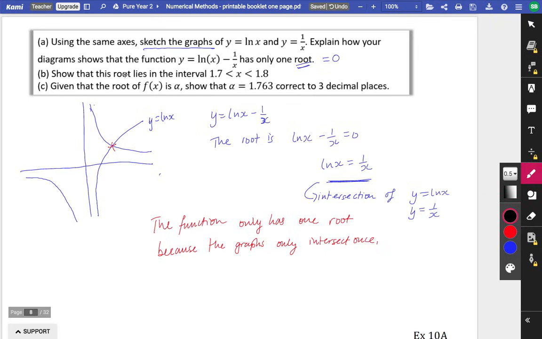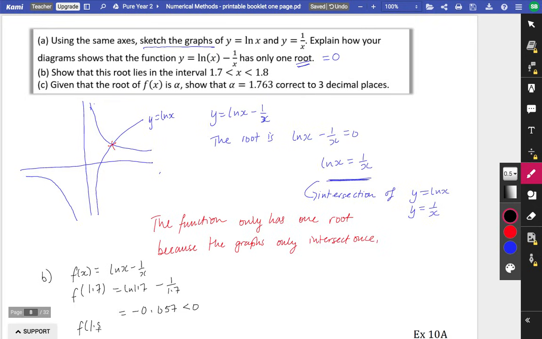Okay, part B, show that the root lies in the interval 1.7 to 1.8. So we're going to do the same thing as before. We're saying that our f of x is equal to ln x minus 1 over x. So we're going to put in both of those things that we've got. We're going to put in 1.7, which is going to be the ln of 1.7 minus 1 over 1.7. And we're hoping to get a change in sign here. So that's going to be, just on my calculator, ln of 1.7 minus 1 over 1.7, and I've got minus 0.057, and I like just to say to myself that's less than 0.